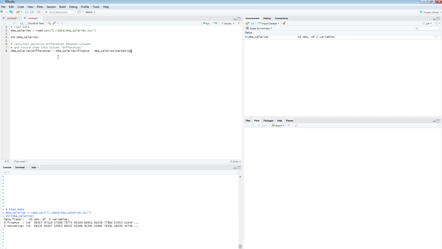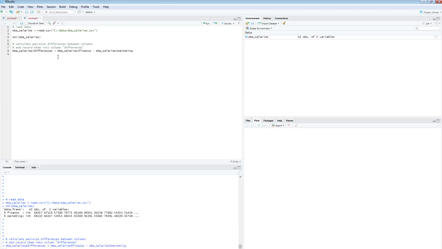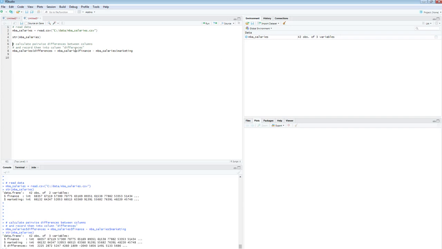So what it will do is, for each line it will take one number from finance, another number from marketing, subtract them, and record the result on the same line as the third column. All I have to do is run this line, and it's done. Now if I want to look at my structure again, let me go up and run this line again. Look what happened. The first line, finance, was 68,357, marketing was 66,132, and the difference is 2,225. So if you add that number to that number, you'll get exactly this, right?